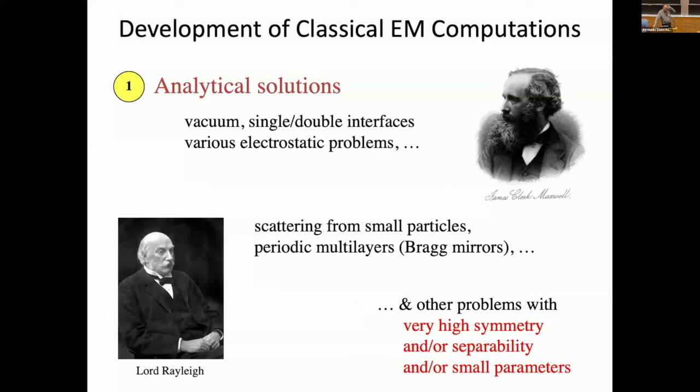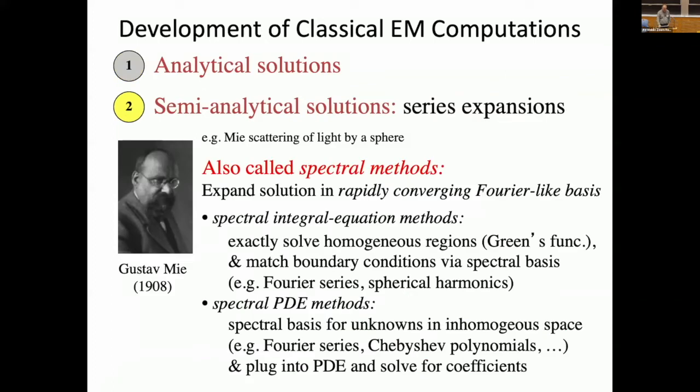And then you can do some things approximately, like for example, scattering from small particles was famously solved by Lord Rayleigh. You can solve some things with periodic multilayer films. And in general, you can only handle problems that have very high symmetry and/or separable solutions and/or small parameters that you can pull out and approximate. So the next step, you run out of these pretty quickly.